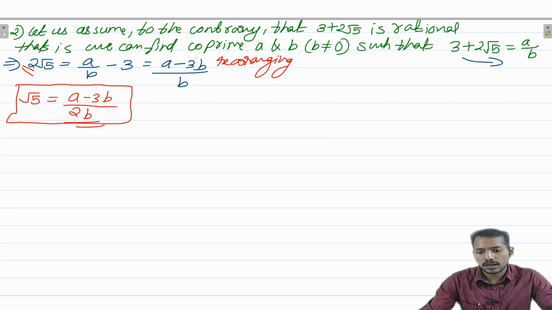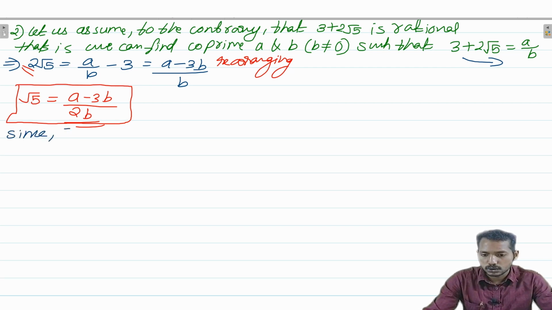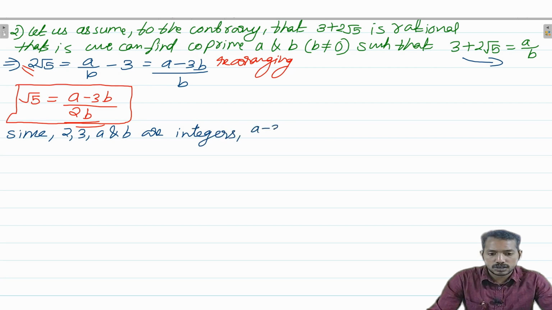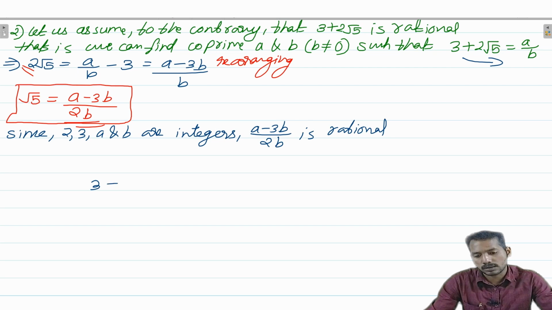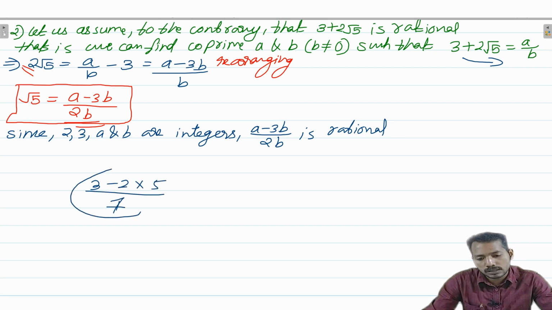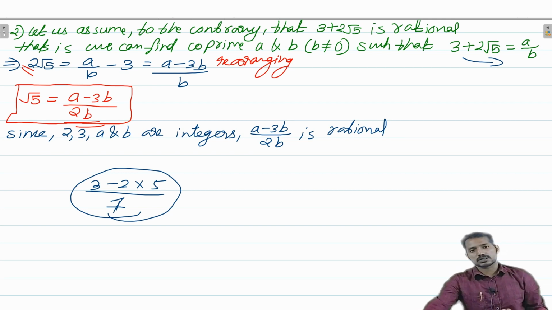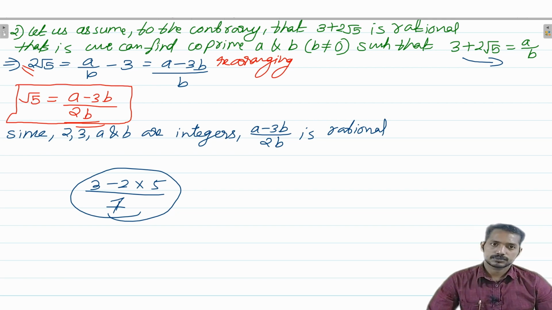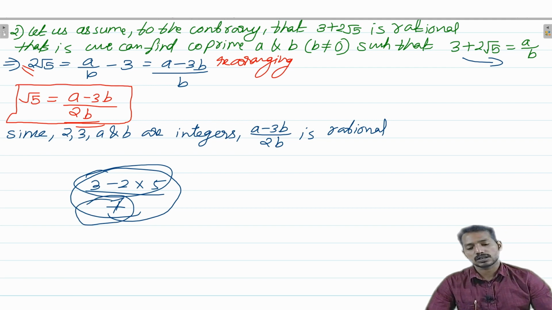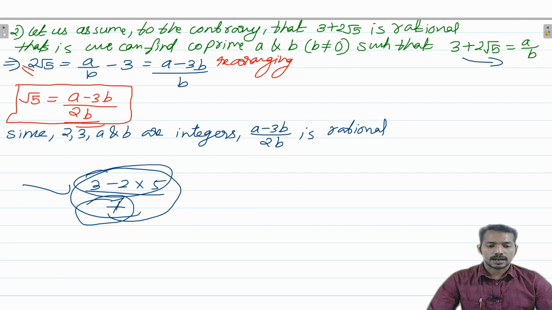Now these are all integers, as A and B are coprimes and they are integers, and 2 and 3 are also integers. So since 2, 3, A and B are integers, A minus 3B divided by 2B is rational. Why? For example, whatever integers you take, 3 minus 2 into 5 divided by 7, whatever integers you add, subtract, divide, basic operations like addition, subtraction, division, you will get a rational number. Because the numerator will be an integer and the denominator will also be an integer. Clear? So because of that, the entire term is a rational number. A, 3, B, 2B, these are all integers, so the entire RHS is a rational number.